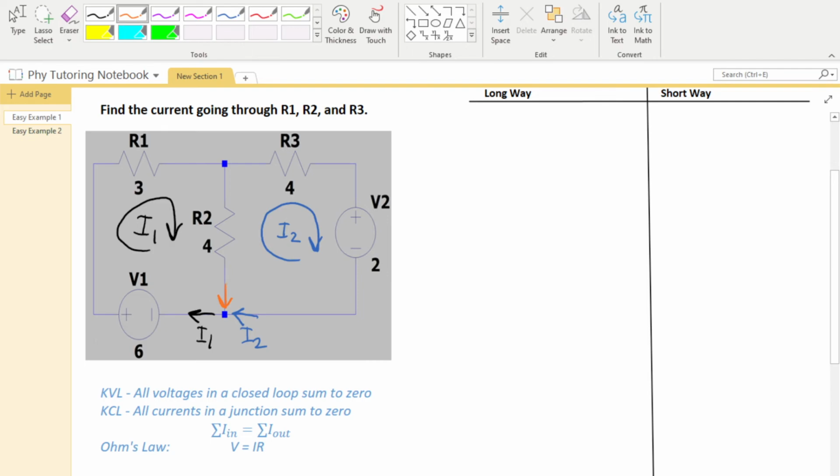So what do I mean by that? If I assume that I3 is going downwards, like let's just say I picked this as my assumption, that would have to mean that once I get my final answer, if I get a positive answer, I was correct, I3 is going downwards. If I3 is a negative answer, it just means I assumed the wrong direction. It means I3 is going upwards. And the same could be said for I1 and I2. A positive I1 means current's going clockwise. A negative I1 means the current is actually going counterclockwise.